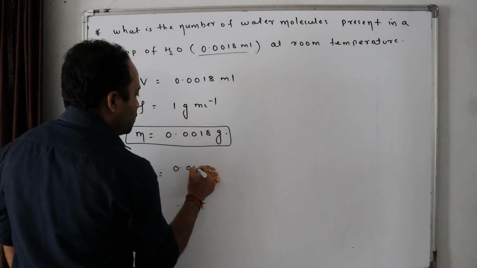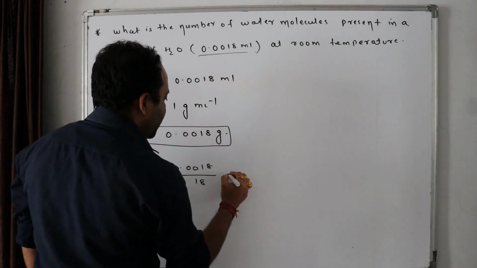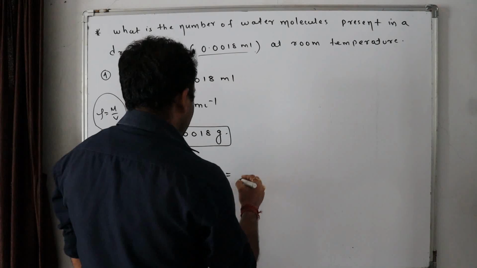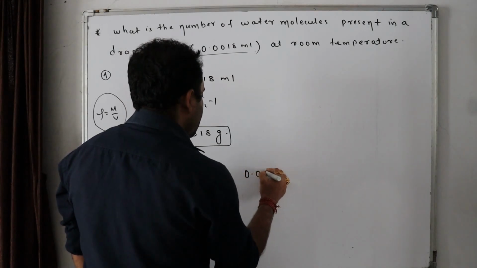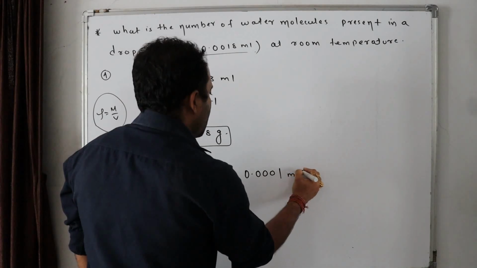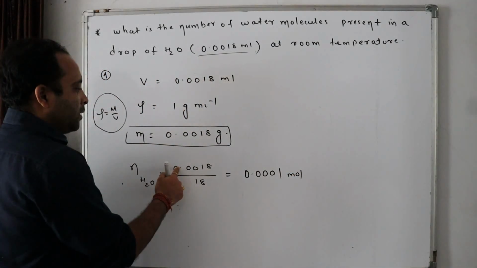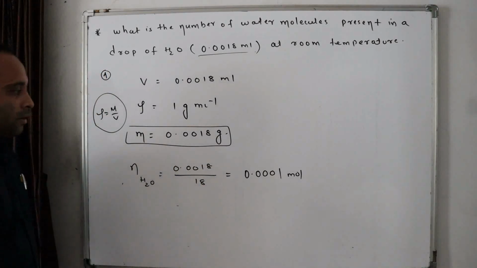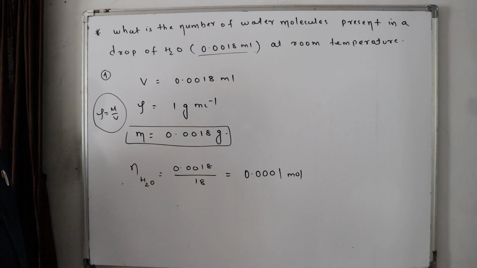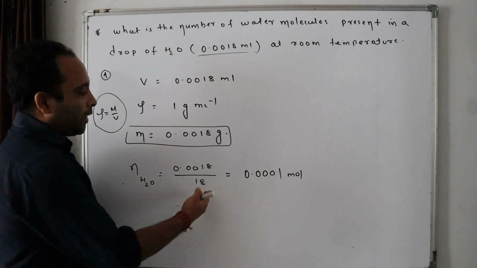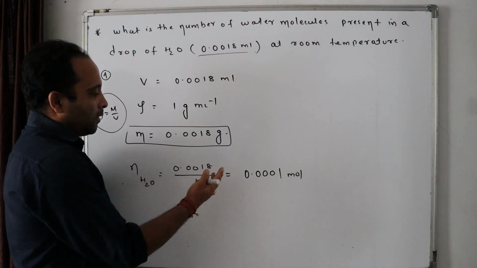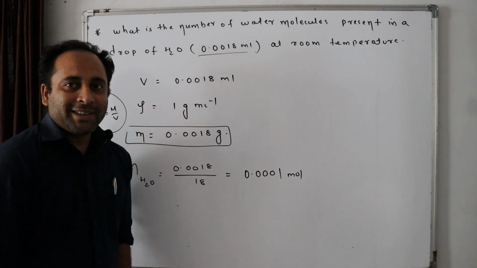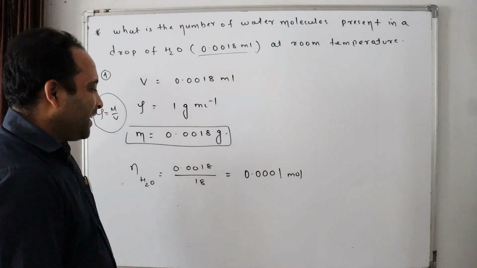This is 0.0018 divided by 18. It comes how much? Tell me. It comes approximately number of moles is equal to 0.0001 mole, isn't it? Because it will be multiplied with 10 to the power 4, and here 18, isn't it? So cancel. Easy.